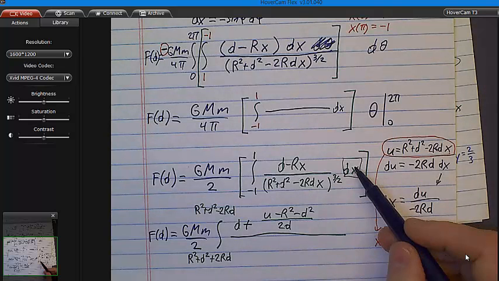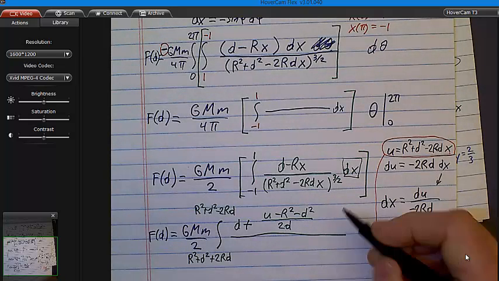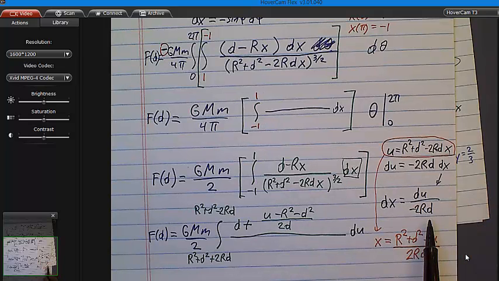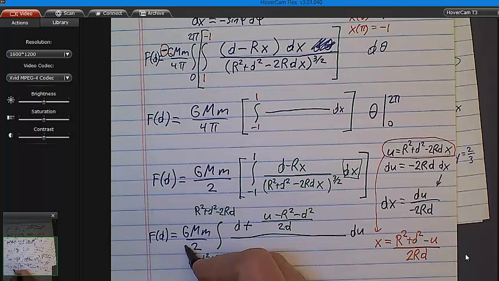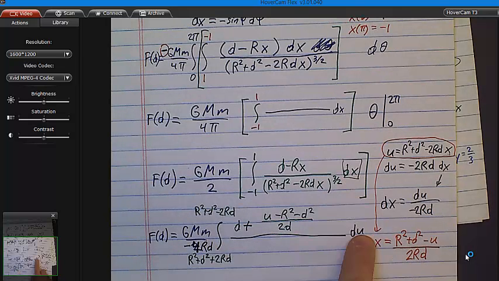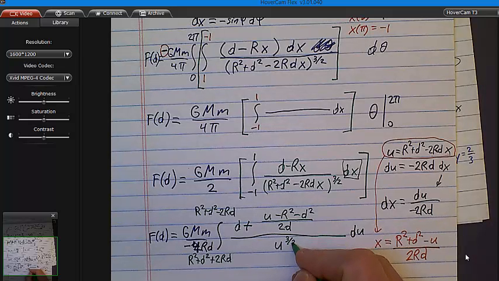Well, the dx is becoming a du as long as I also throw in this negative 2rd, right? But negative 2rd is a constant. So we could throw that out front. And so now, instead of the denominator being 2, are you guys okay if I modify this and write negative 4rd? So that's the dx substitution. And then what do I have down here? I have u to the 3/2 power.